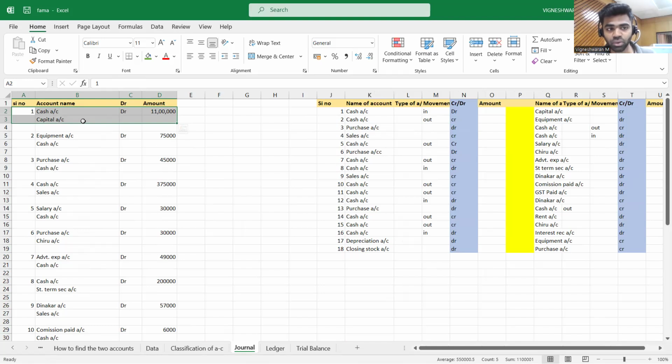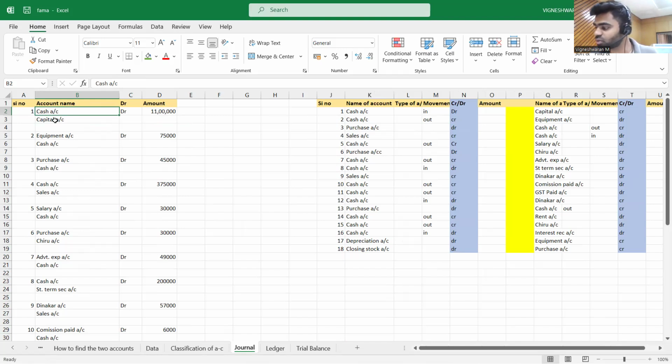In the capital account, on the credit side, I have to put 11 lakhs, right? See, each journal entry has to be put in two tables. One journal will have two accounts, so we have to mention it in both tables. The first one is cash account, debtor, capital account.